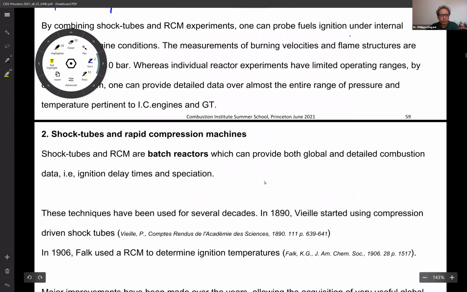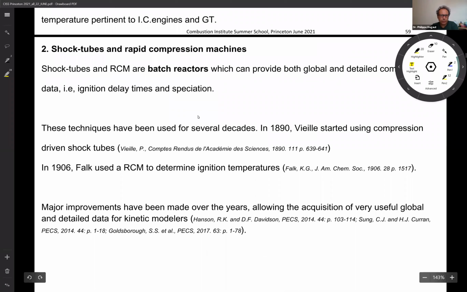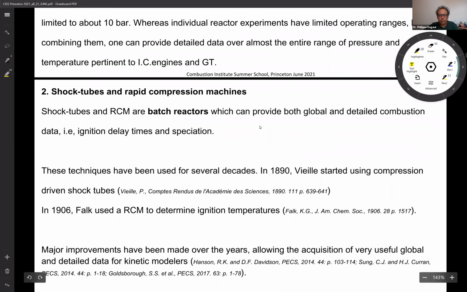So, shock tubes and rapid compression machines. In chemical engineering, we call these batch reactors. They can provide both global and detailed combustion data, such as ignition delay times, but also speciation. Why do we call them batch reactors? It's because you fill the volume with the reacting mixture before you ignite it, and then you repeat the experiments.